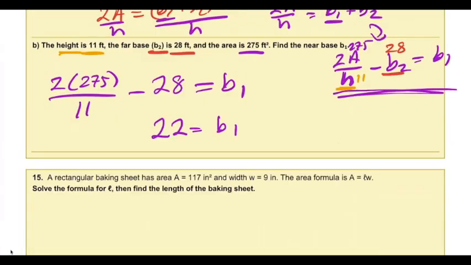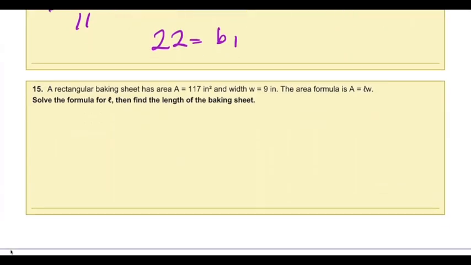There we go. Next one, a rectangular baking sheet has an area of 117 inches squared and a width of 9 inches. The area formula is length times width. Solve the formula for length and then find the length of the baking sheet. So first they want us to solve for L. So we have this formula, and I'm trying to get L by itself.